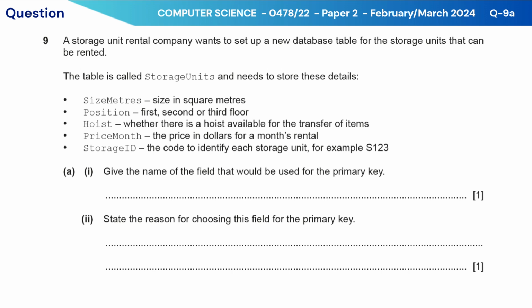We need to find out two things for this part of the question. Number 1, give the name of the field that would be used for the primary key. And number 2, state the reason for choosing this field for the primary key.